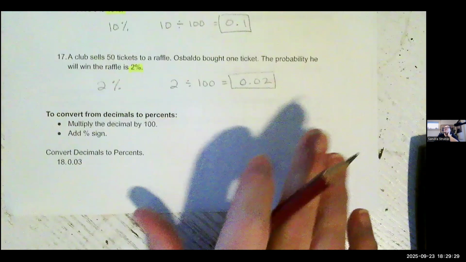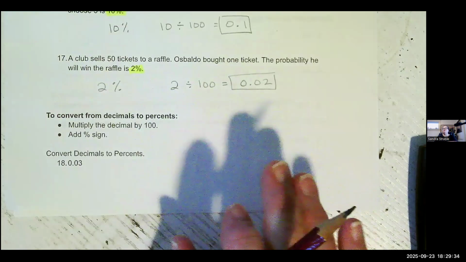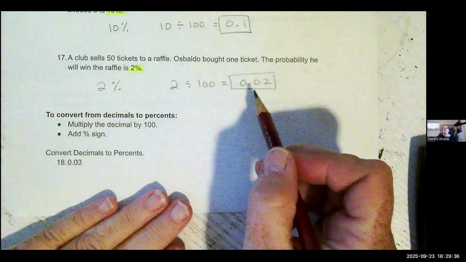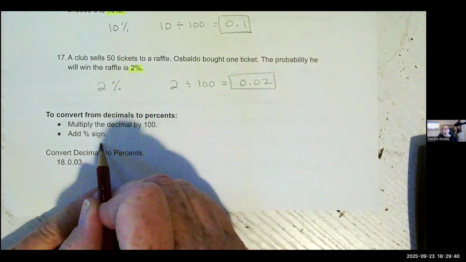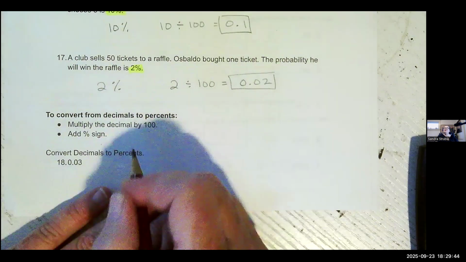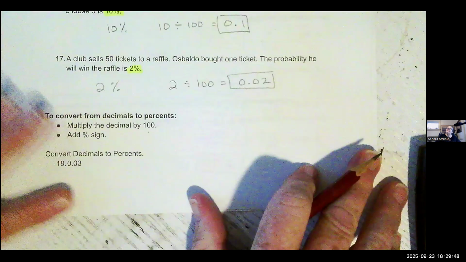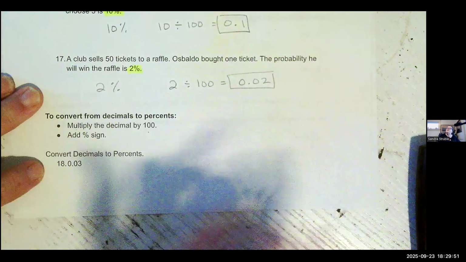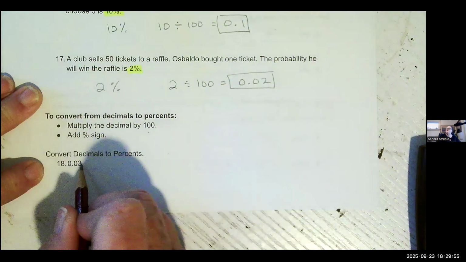To convert from decimals to percents, we're going to multiply the decimal by 100. Now we're going to go the opposite direction. We're going to take the decimal and make it a percent by multiplying the decimal by 100, or multiplying the number by 100. It doesn't even have to be a decimal. It could just be any number, and then adding the percent sign. All right. So be careful here. This is 17. This is 18. So this is just supposed to be 0.03.